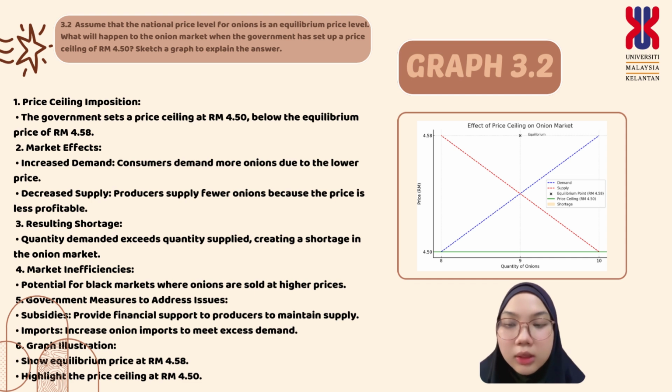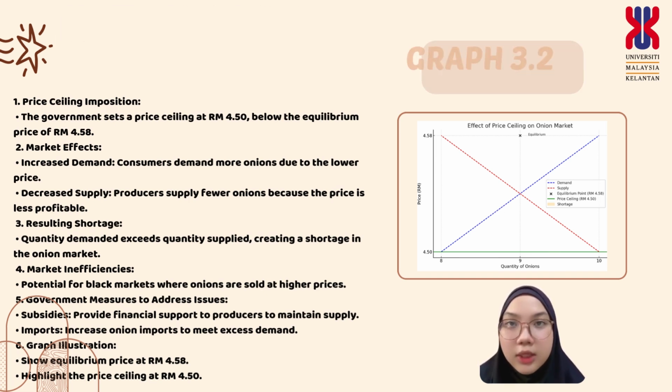Resulting in a shortage, quantity demanded exceeds quantity supplied, creating a shortage in the onion market. And the market inefficiencies: potential for black markets where onions are sold at a higher price. The government can address the issue with subsidies, provide financial support to producers to maintain supply, and increase onion imports to meet excess demand. And as you can see, this is the graph. It shows the equilibrium price at RM 4.58 and highlights the price ceiling at RM 4.50.